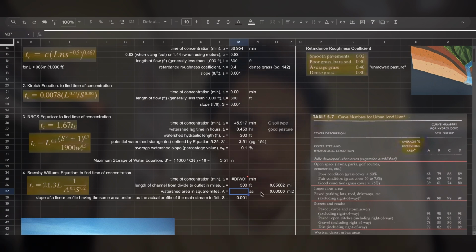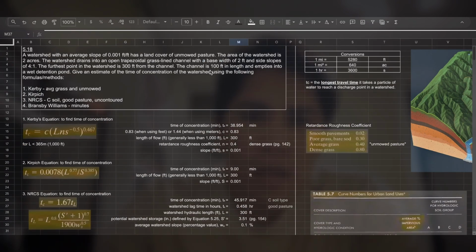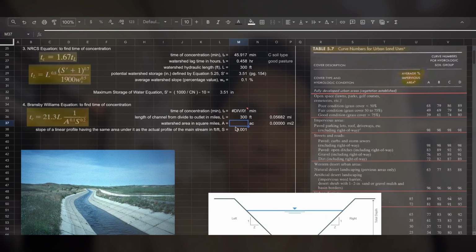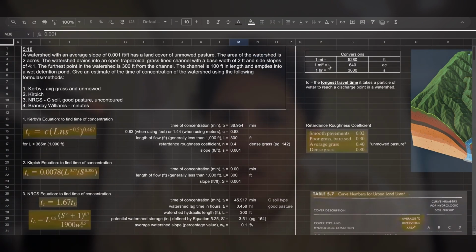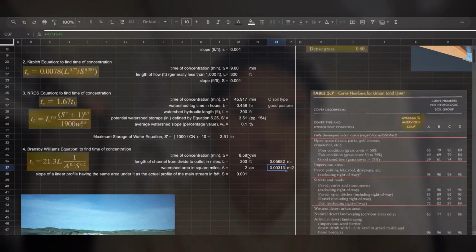Very similar for the area, we are given that the area of the watershed, I believe, is 2 acres. So we need to convert those 2 acres to square miles. 1 square mile is 640 acres. So we just need to do the conversion, which will be the area in acres divided by 640. Now that we have those values in miles and square miles, we can solve for our time of concentration. All I've done here is plug in this equation, and you should be getting about 8.6 minutes.